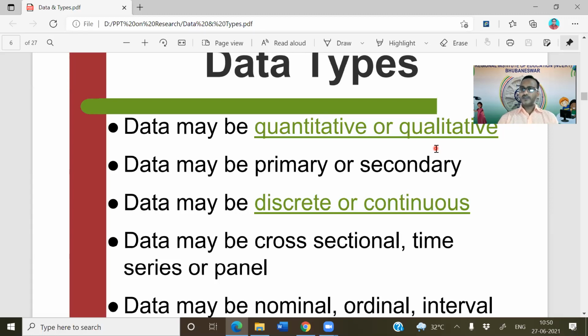but sometimes data can be discrete. Suppose, for example, the number of girls in a particular school. You have to give a number. Total number of girls is 25. You cannot say total number of girls is 25.5. You cannot say that the number of schools in this particular district is 1000.25.